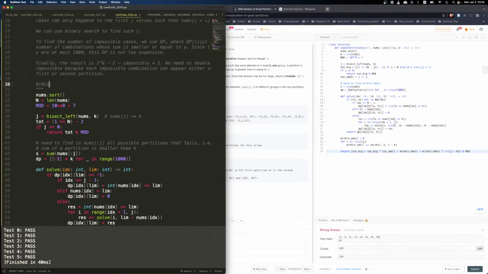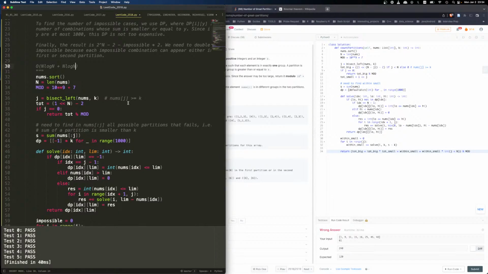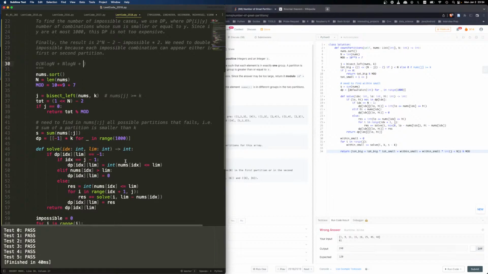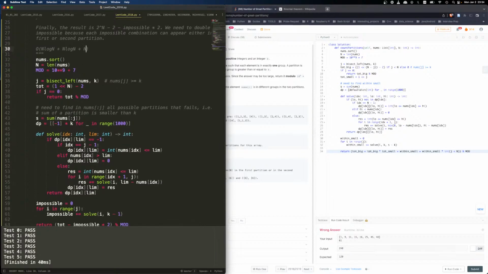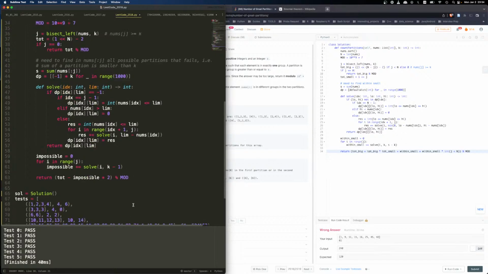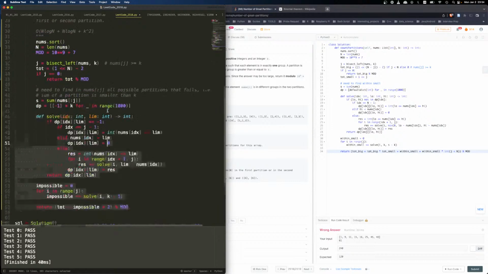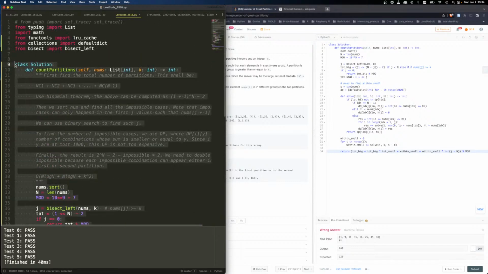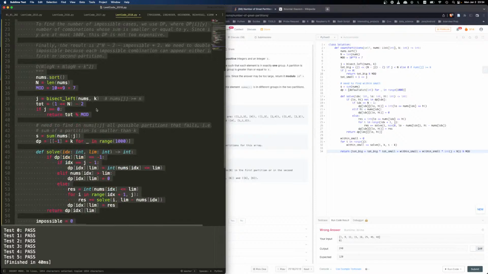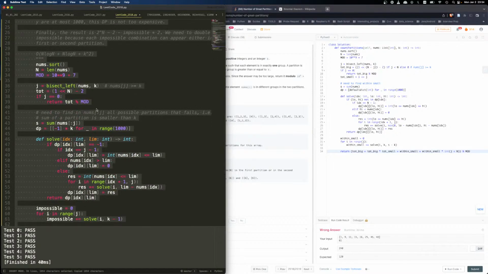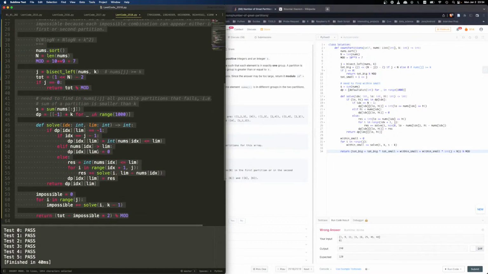Well, we have n log n, that's the sort, plus n log n, that's the binary search, plus the solve, n squared, not n squared, k squared. I mean, probably can go bottom up.